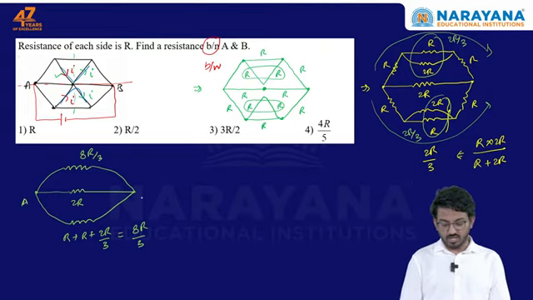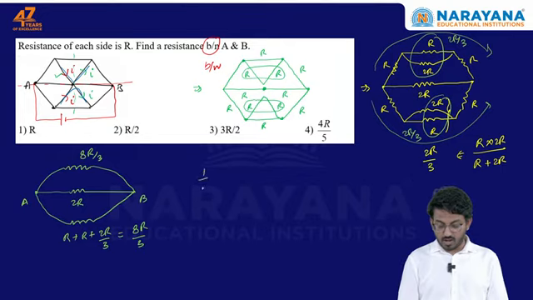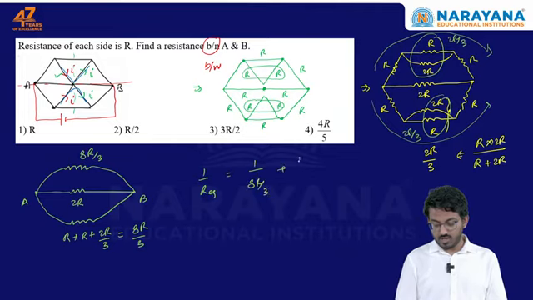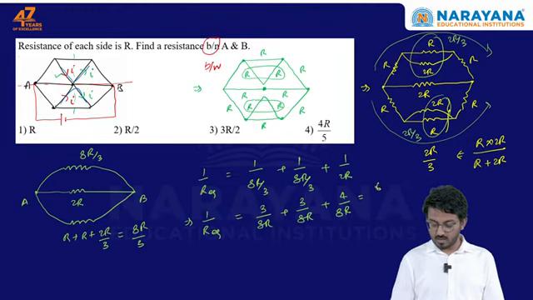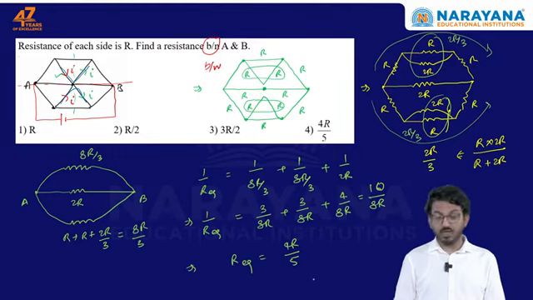Effective resistance is going to be these three in parallel. So in parallel, 1 over R equivalent is equal to 1 over 8R by 3 plus 1 over 8R by 3 plus 1 over 2R, finally giving us 1 over R equivalent is equal to 3 over 8R plus 3 over 8R, and we can multiply and divide by 4, so it becomes 4 over 8R, finally giving us 10 over 8R, giving us R equivalent is equal to 4R by 5, giving us option 4 as the correct answer.